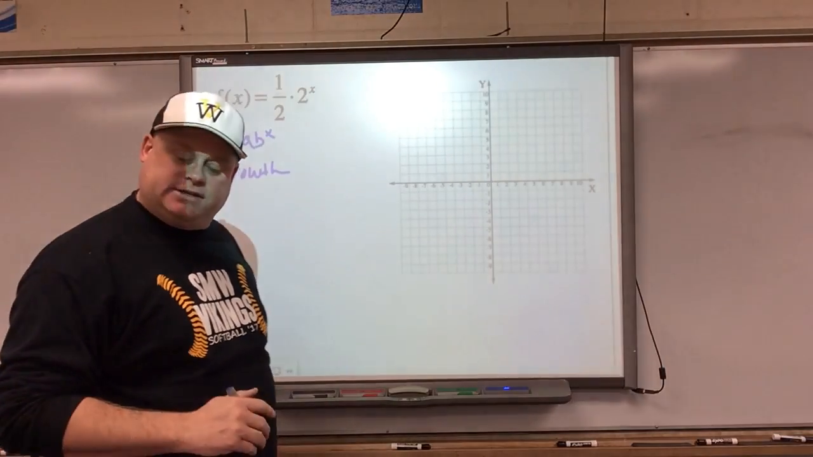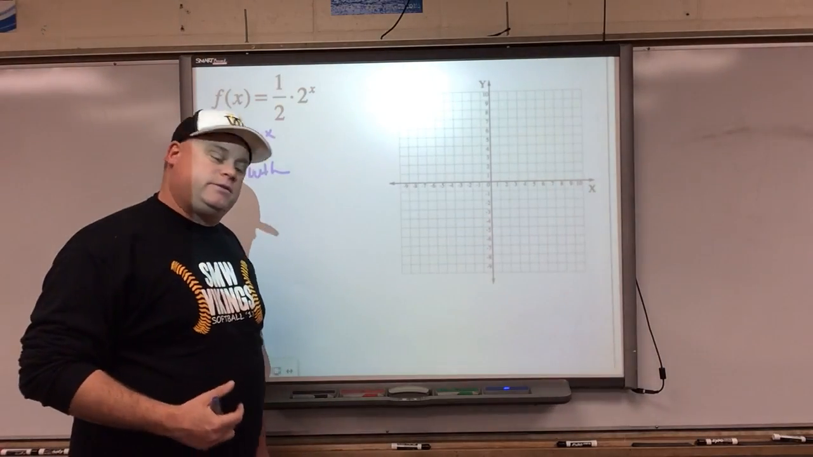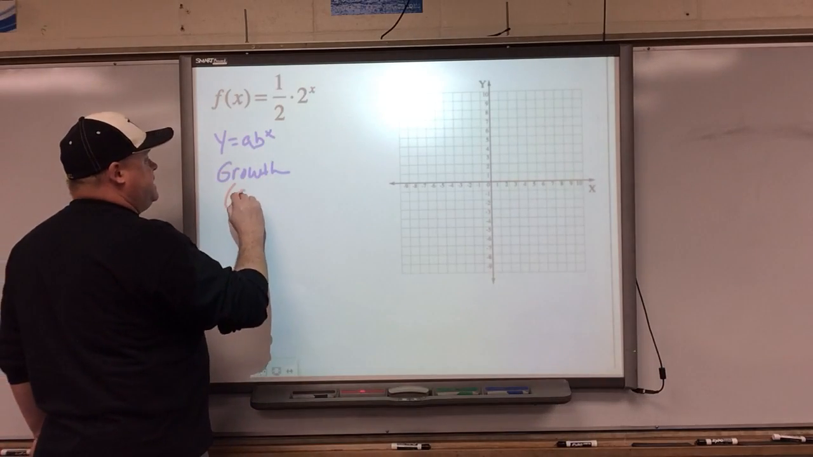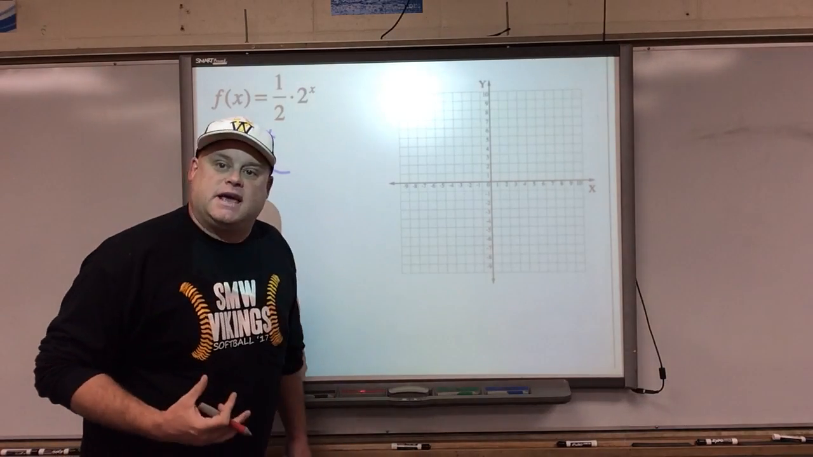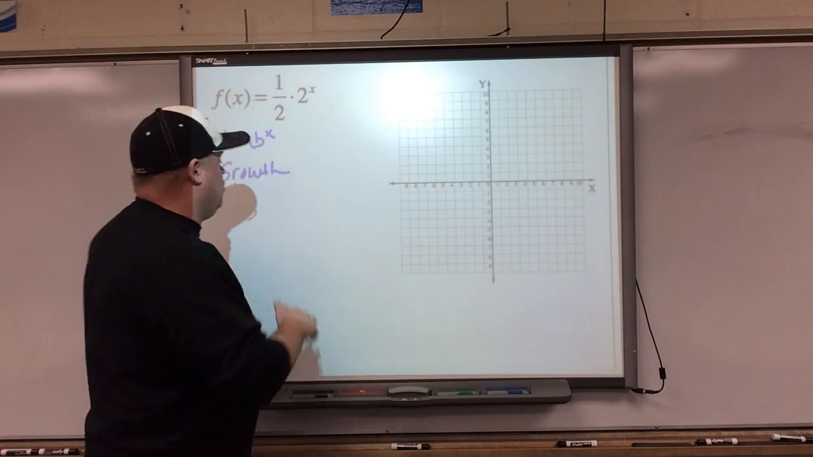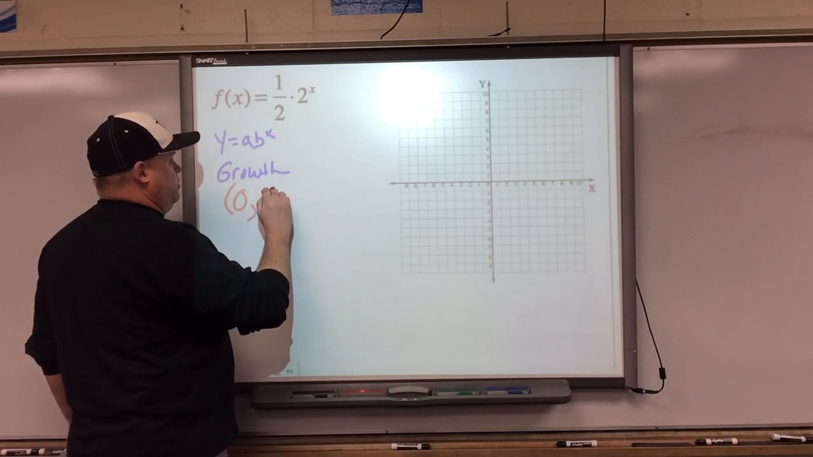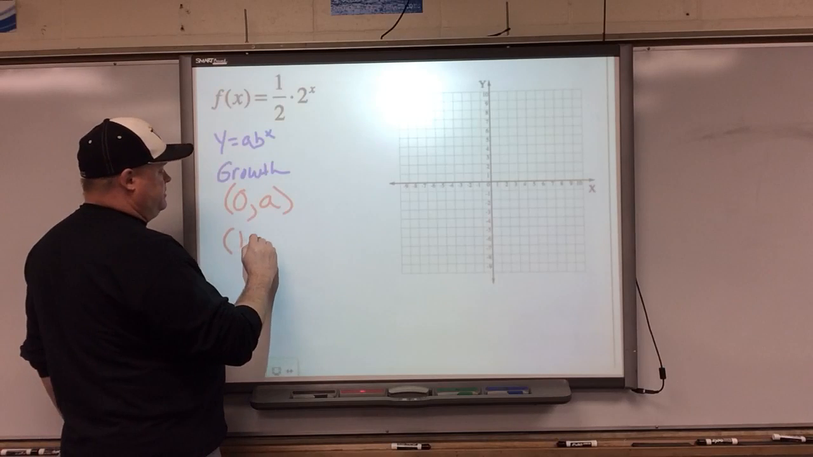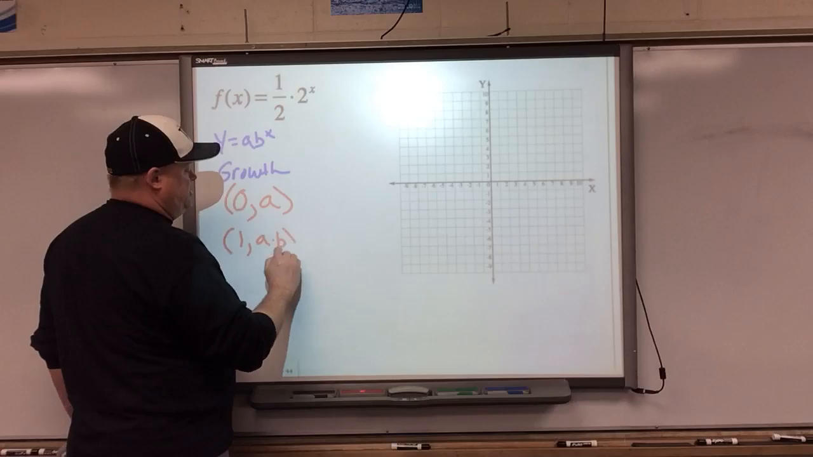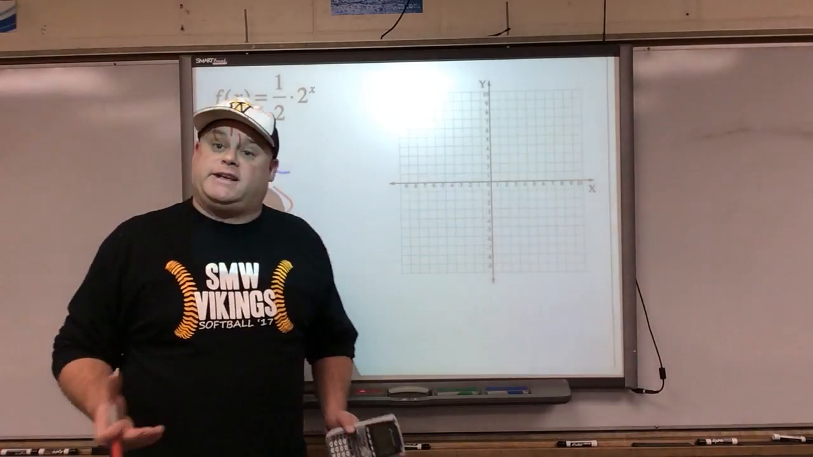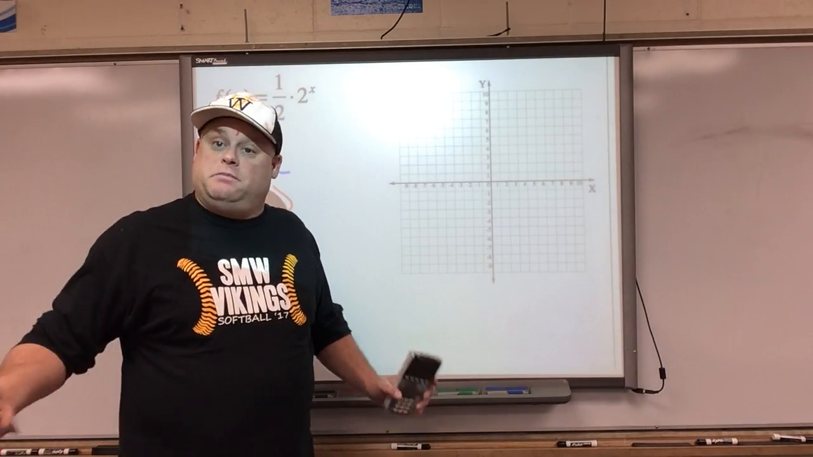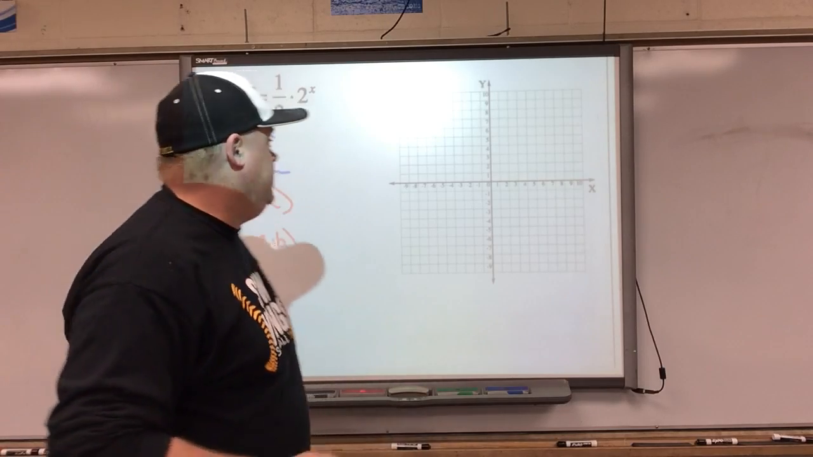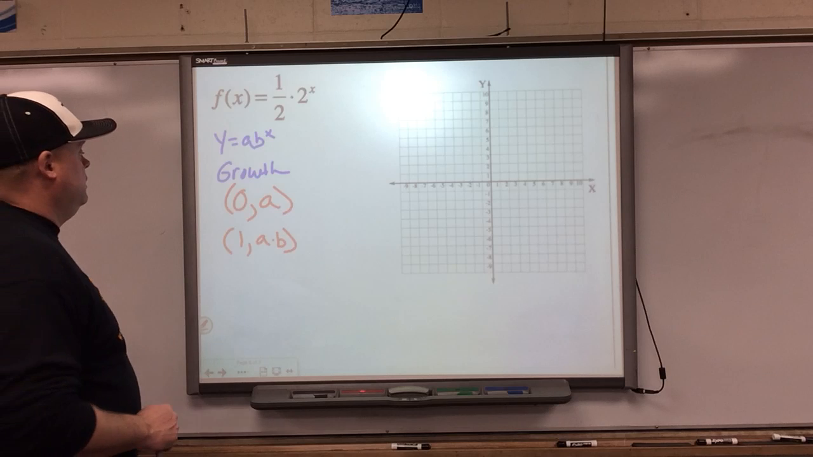The second thing is to remember, we talked about this at the beginning. When x is 0, what does y have to be? Well, it's the a term. And then when x is 1, it has to be the a times the b term. Those are two things I can find without doing much work, and it happens every single time. Okay? Well, let's do that.